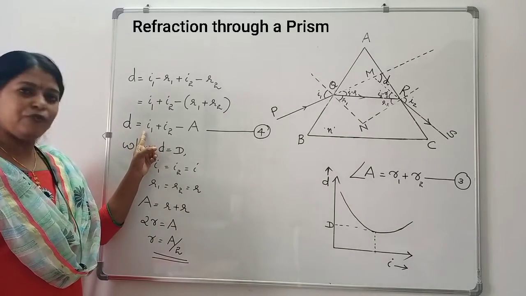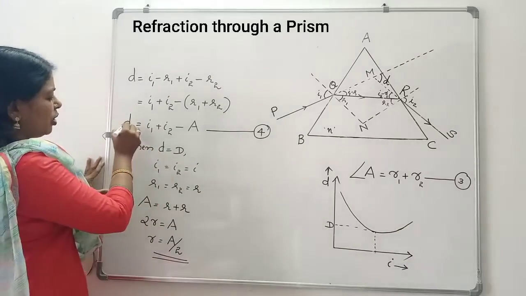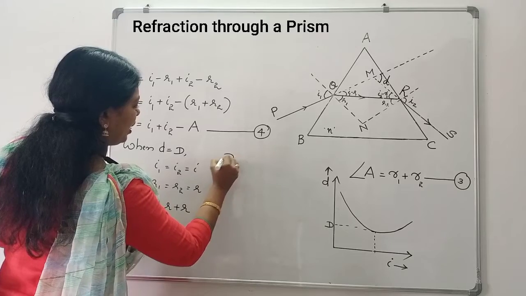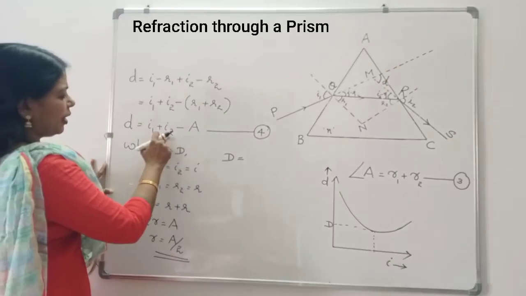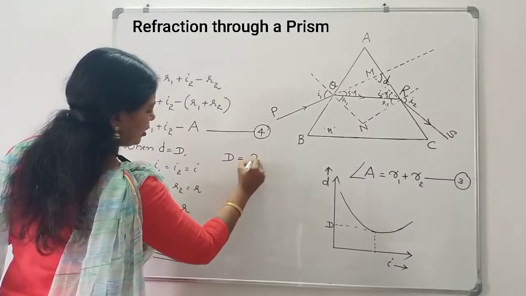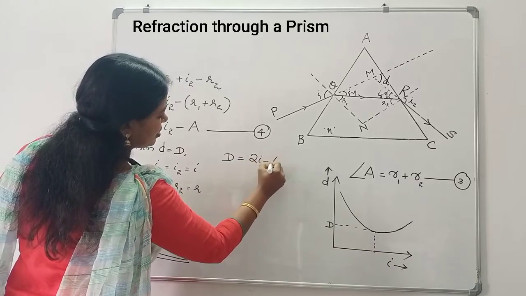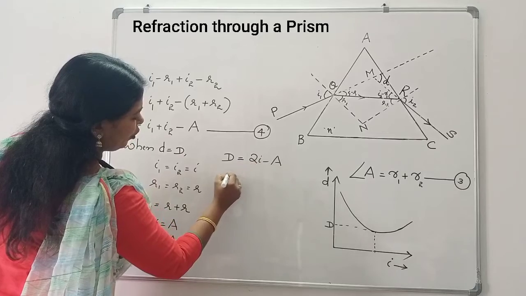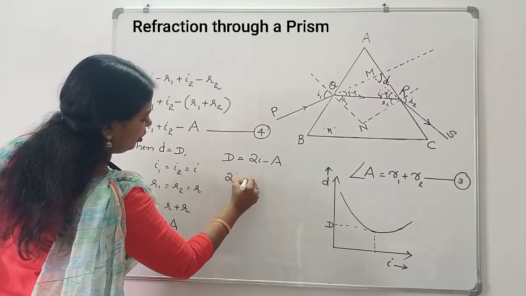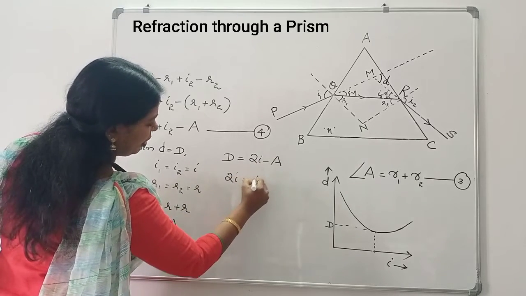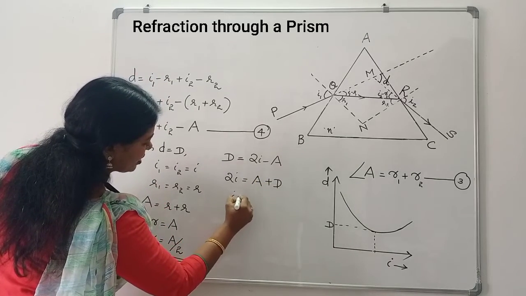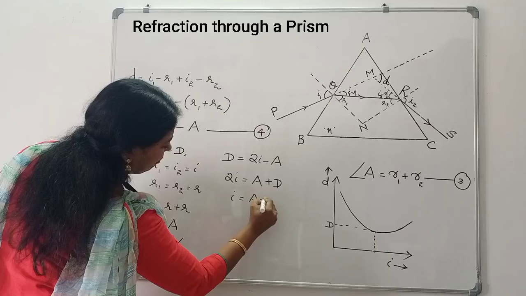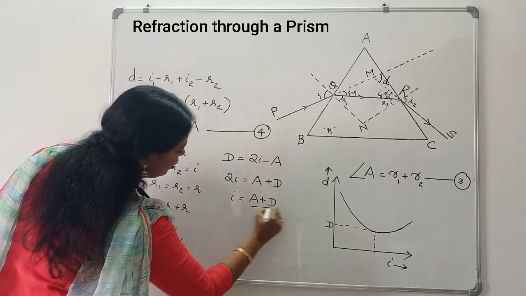And equation 4 becomes small d is equal to now capital D. D is equal to I plus I minus A, that is 2I minus A. Therefore, 2I is equal to A plus D or I is equal to A plus D divided by 2.